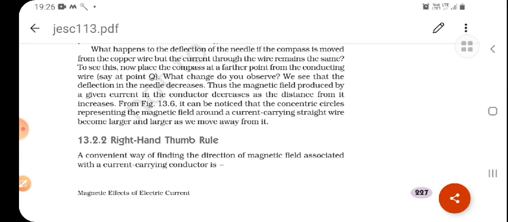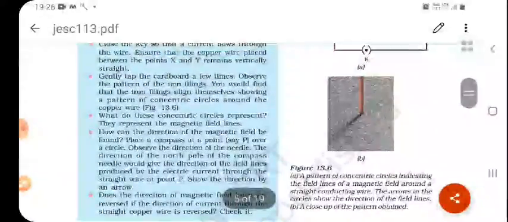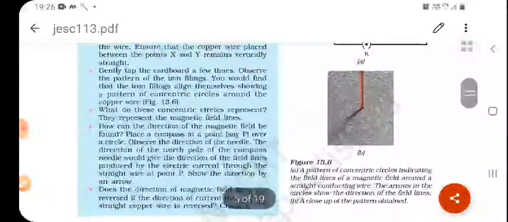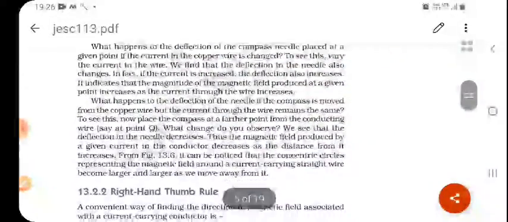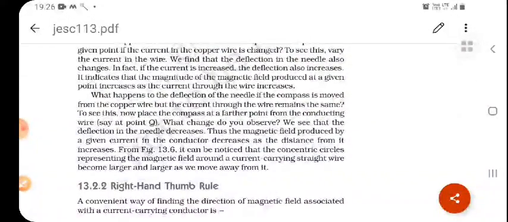Whenever we connect it to the circuit, the deflection increases, and when we place it at a far point, it decreases, so it can be noticed from this activity. The concentric circles show us the magnetic field lines, and they represent the magnetic field around a current carrying straight wire becoming larger and larger as we move away from it. So whenever we put the compass needle away, the magnetic field forms larger concentric circles.